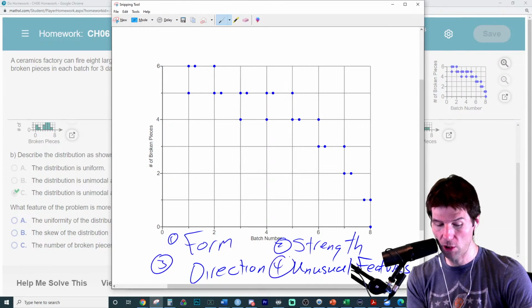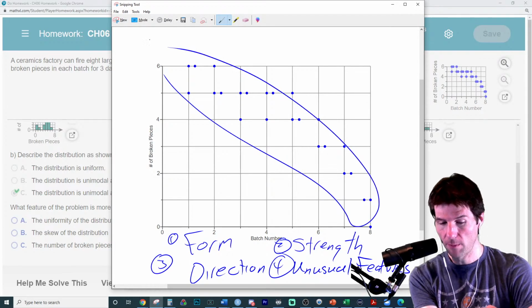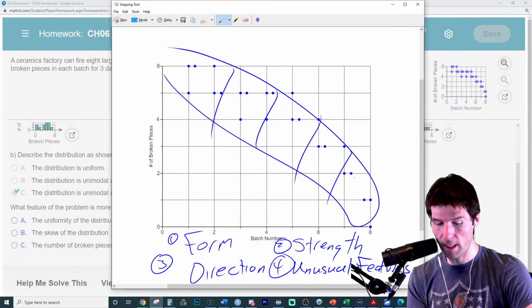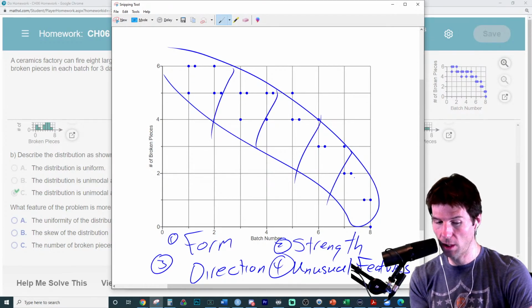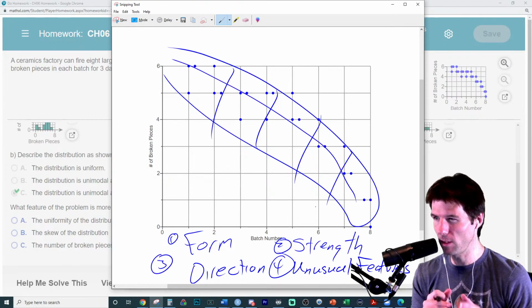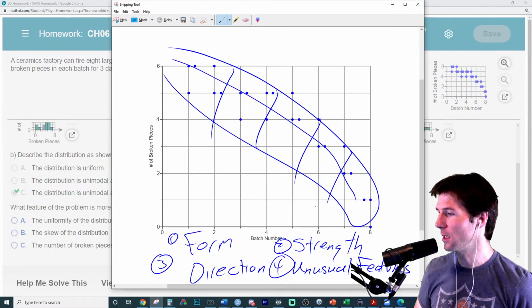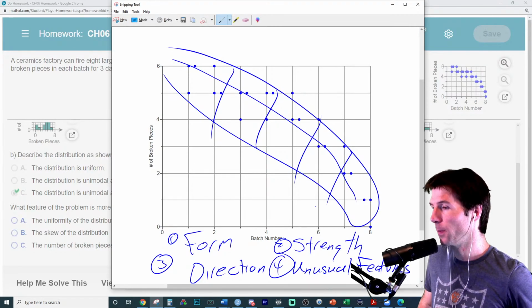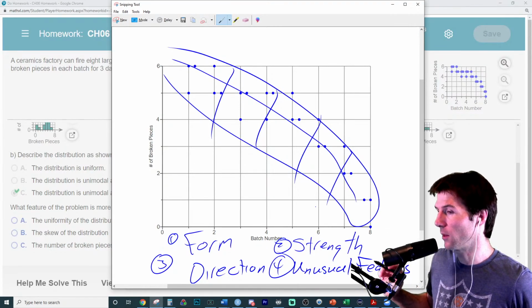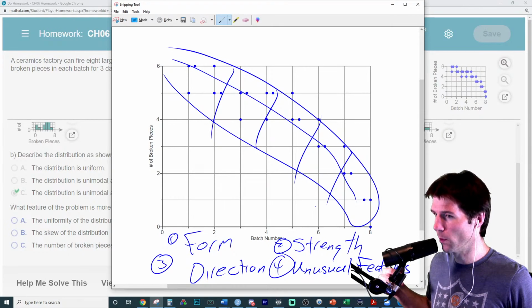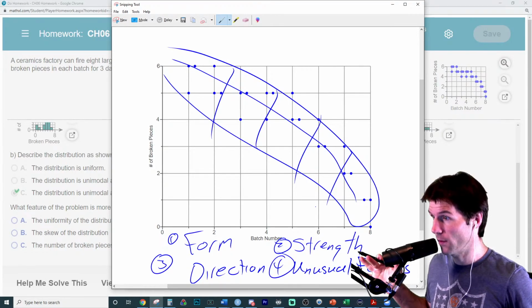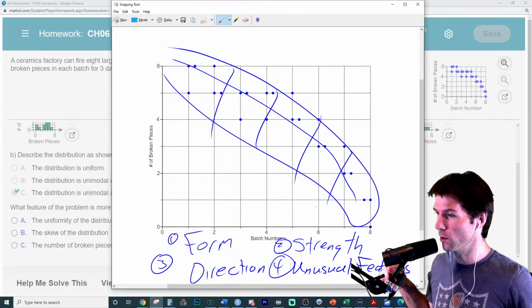This is moderately strong by the tightness of it. Moderately strong, negative. So there we go with the direction. It's somewhat linear, maybe a little bit non-linear. That's the form of it. It doesn't really have any unusual features, outliers. So we have a somewhat strong strength, moderately linear form. We have a negative, definitely, direction, with no unusual feature outliers. So strength, direction, form, unusual features.